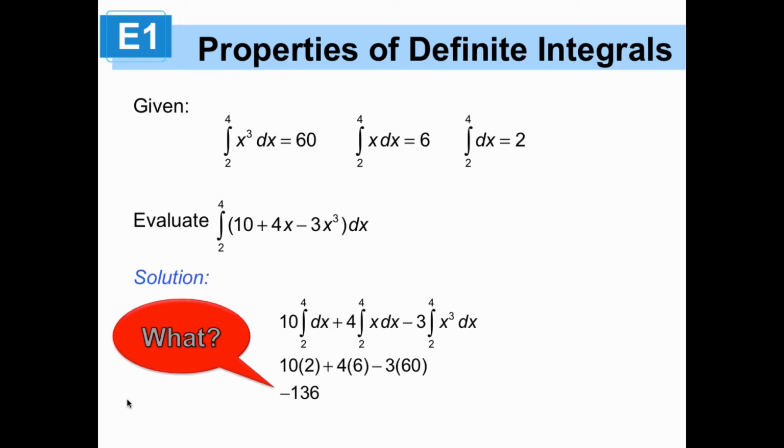What about that negative number? Anybody bothered by that? No? We're okay with a negative answer?